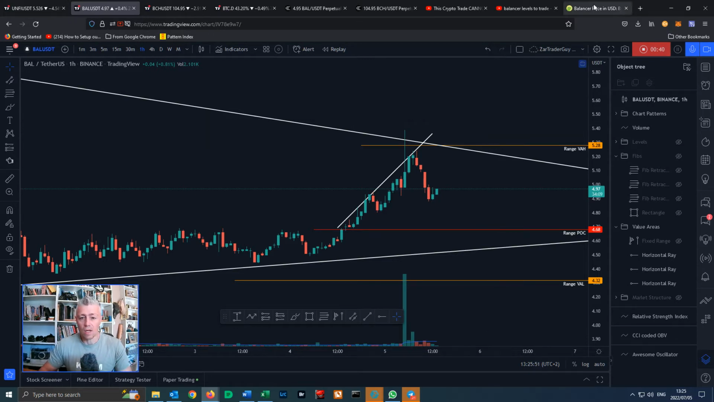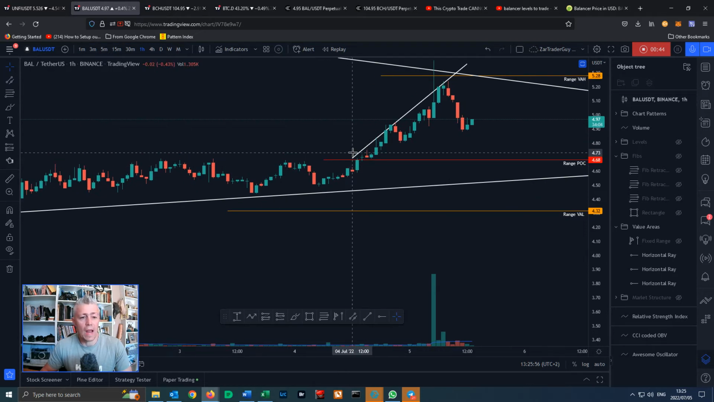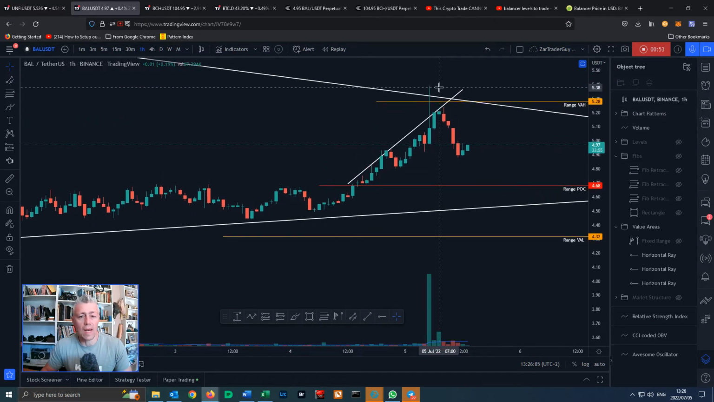Let's get into the technical analysis. As you can see here, we've got a trend line coming all the way from that $4.69 area going up, and we had a rejection up at that $5.38 area.